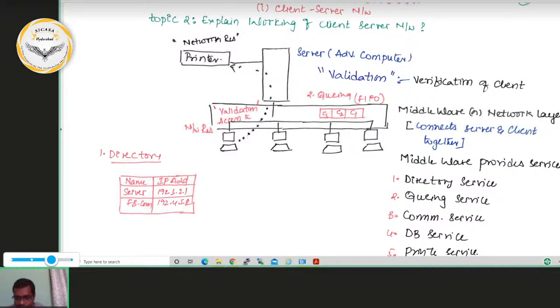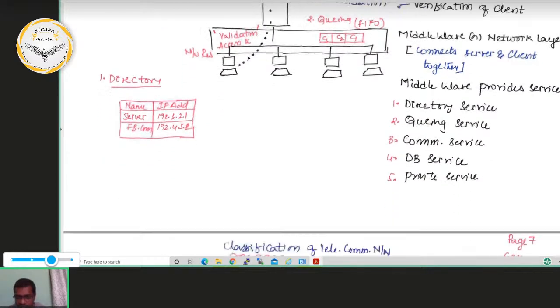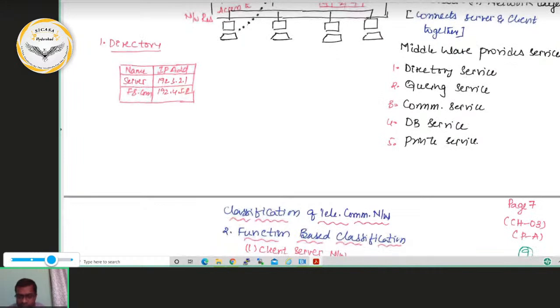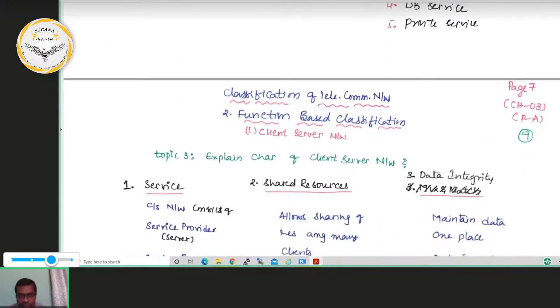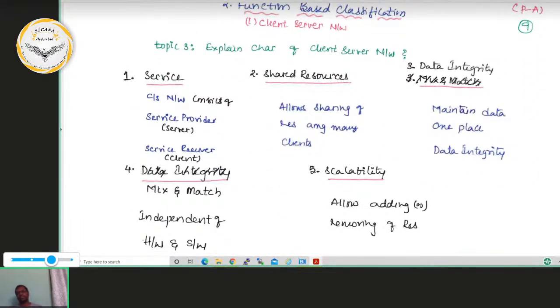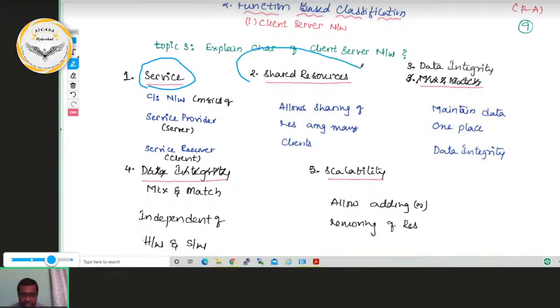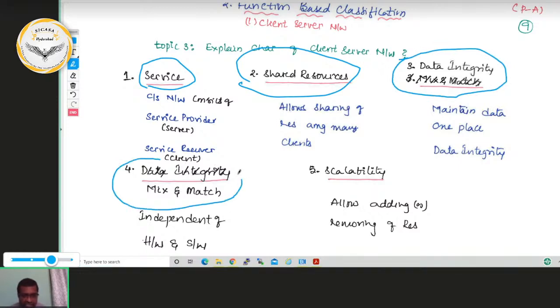Now let us move to the next one. Next question: characteristics of client server network. This is the third question in client server network. Explain characteristics of client server network. How many characteristics do we have? Basically, we have 5 characteristics. The first one is called service. Second is shared resource. Third is data integrity. Fourth is mix and match. And the last one is scalability. So these are the 5 characteristics of client server network.